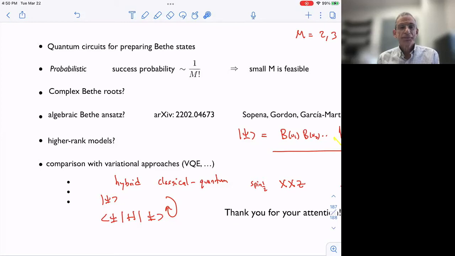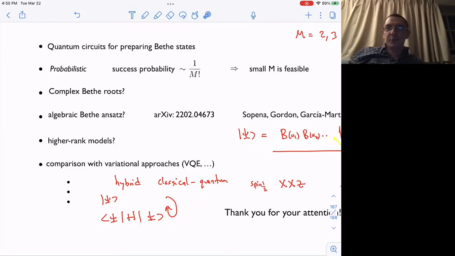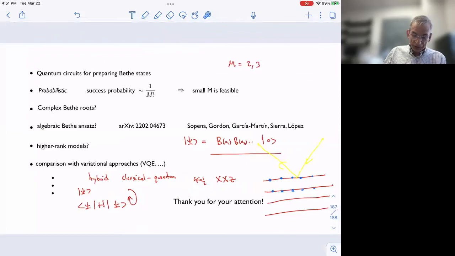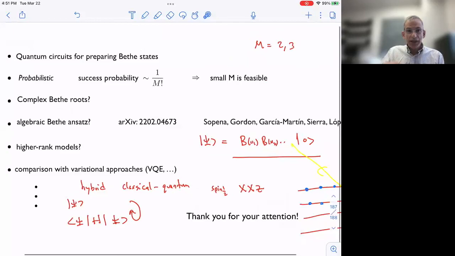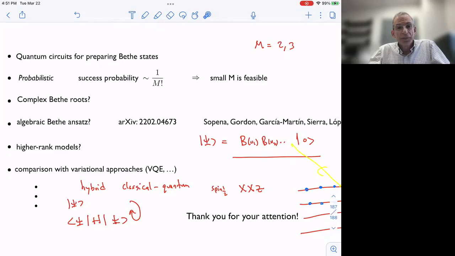So a question I had is the following. Why are we at all interested in creating these Bethe ansatz states in quantum computing? Yes, my answer was, we can talk about it later if you like, but it was to compute correlation functions. To compute a correlation function, you need to know the eigenstate. And computing correlation functions is something difficult to do analytically. So there was a chance that maybe you could use quantum computers to compute correlation functions.